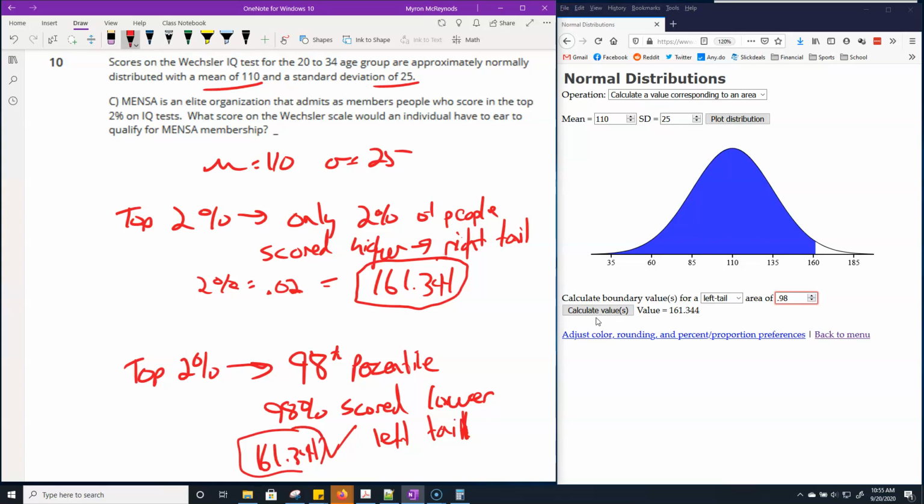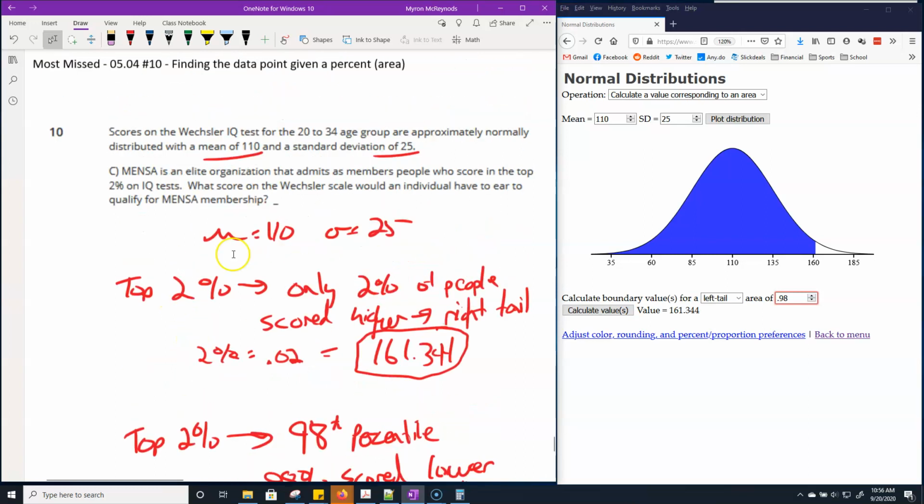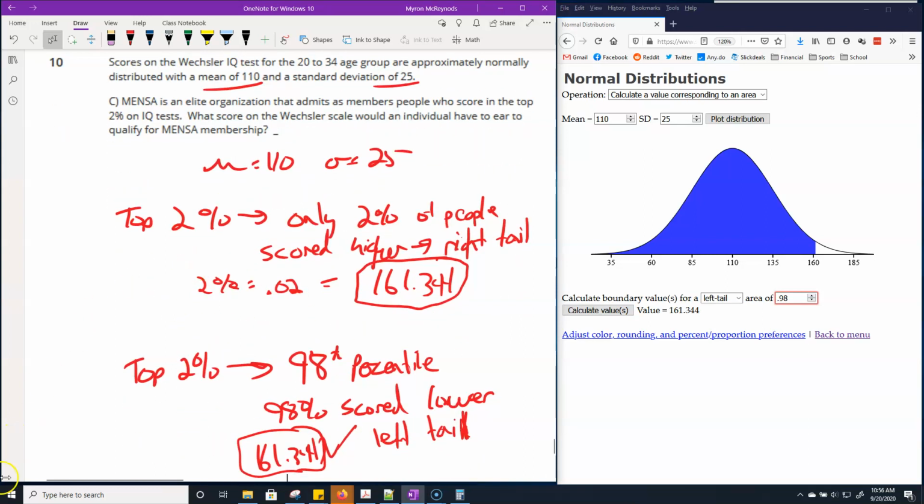So I wanted you to see how percentile and top blank percent work. Percentile would be left tail if they give it to you in percentile. Top 2%, 3%, top percentage would be right tail. So just make sure you remember the difference between the two and know which one to use on the test. All right, so that is 5.4, number 10.